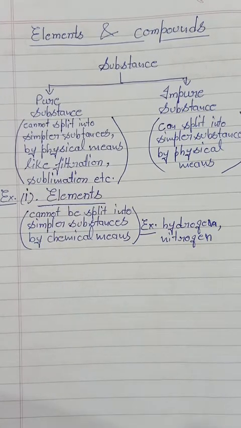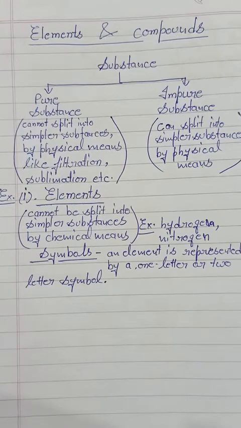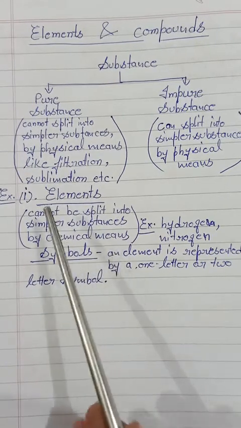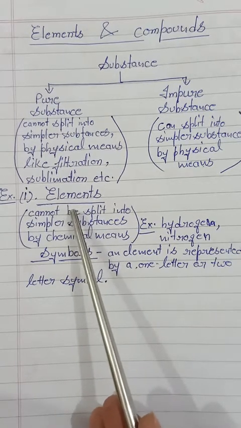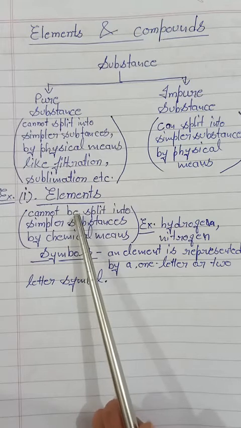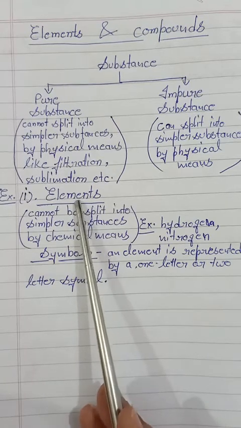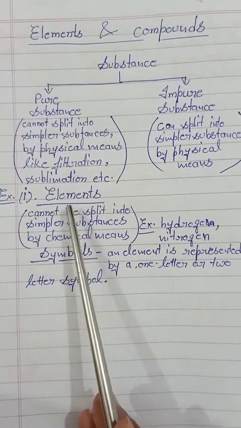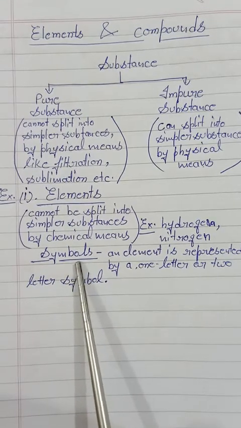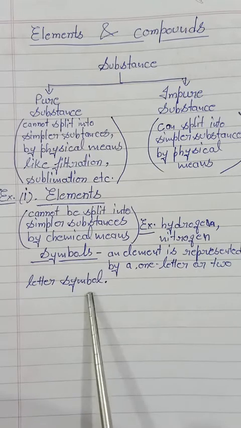Now the next thing is symbols. Elements are represented by one-letter or two-letter symbols. They are represented by short forms, and these short forms are known as symbols. So basically an element is represented by a one-letter or two-letter symbol.